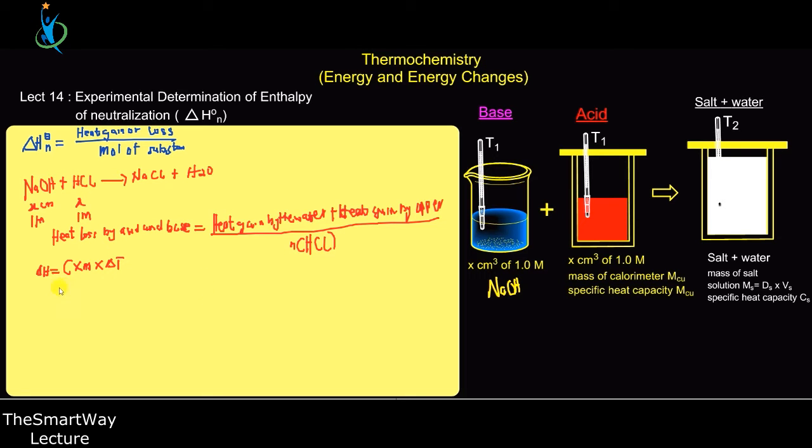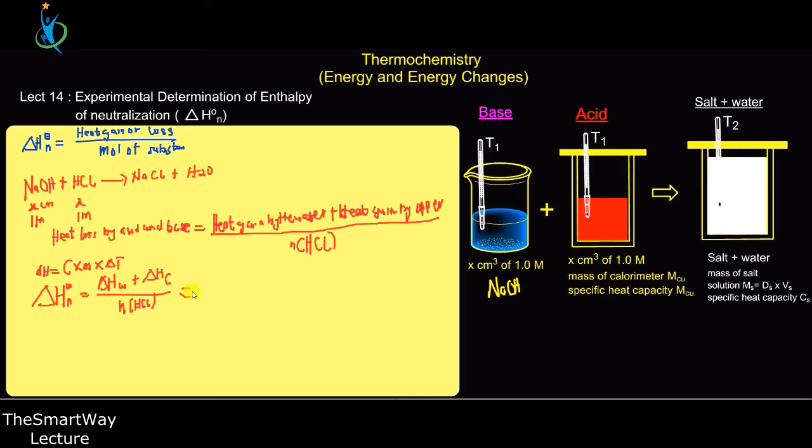So now, the standard enthalpy of neutralization we are looking for in this reaction is given by the heat gained by the water plus the heat gained by the copper, all divided by the mole of either the water formed or the acid used. Okay, so this is the formula. So quickly, let's do that.